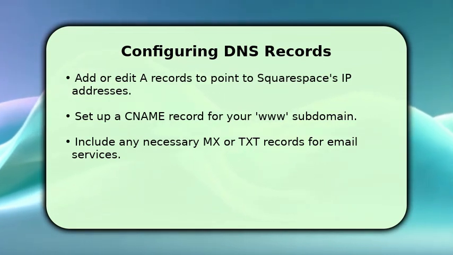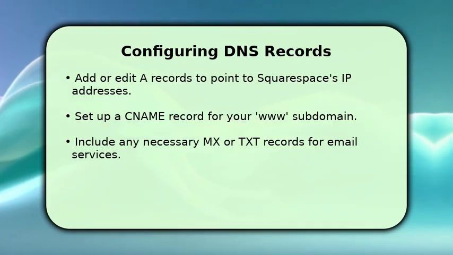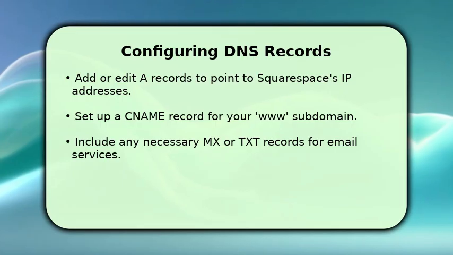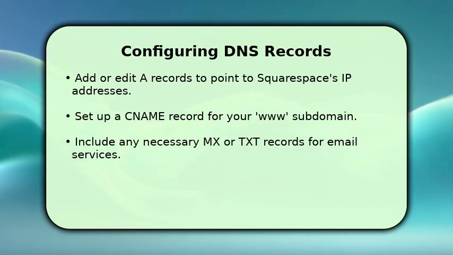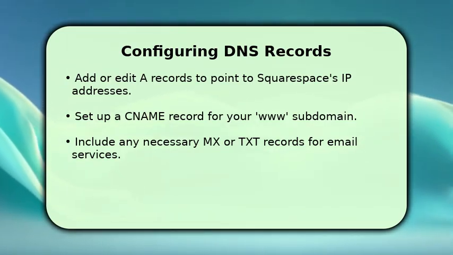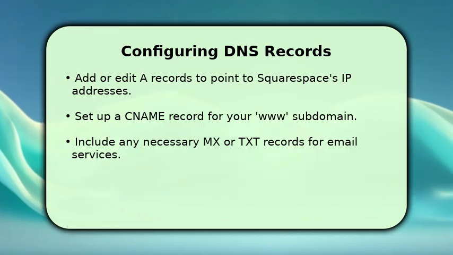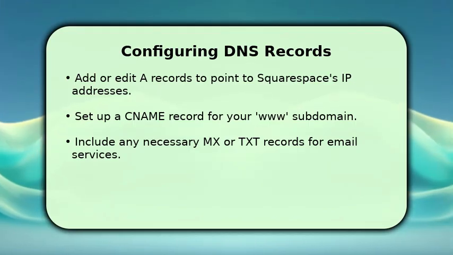You will typically need to add or edit two records, pointing to Squarespace's IP addresses, such as 198.49.23.144. Also, create a CNAME record for www that points to verify.squarespace.com. If you use a custom email service, you might also need to add MX and TXT records provided by your email provider. Always double-check these values carefully.